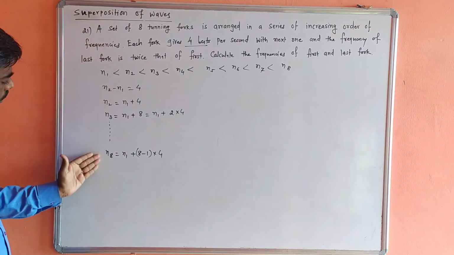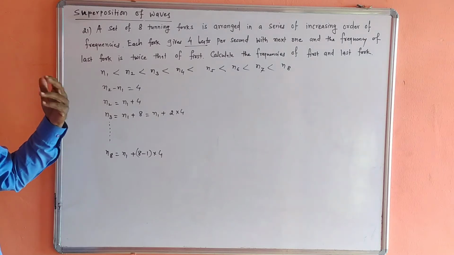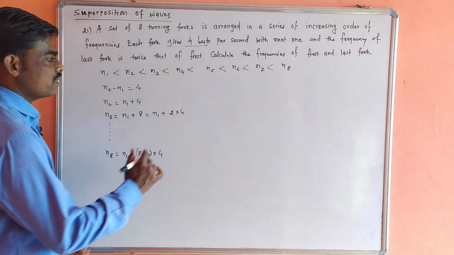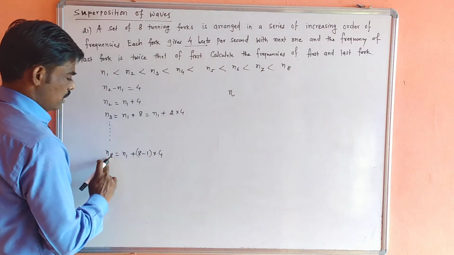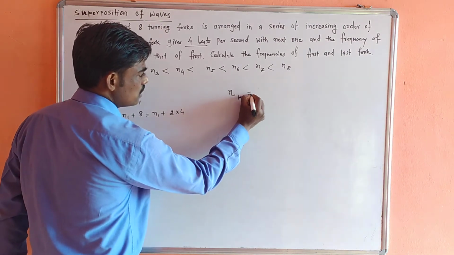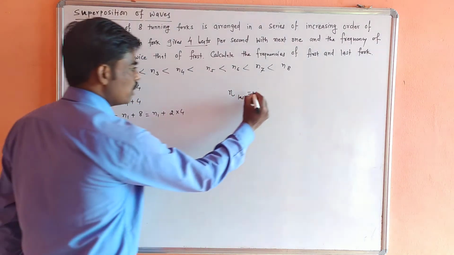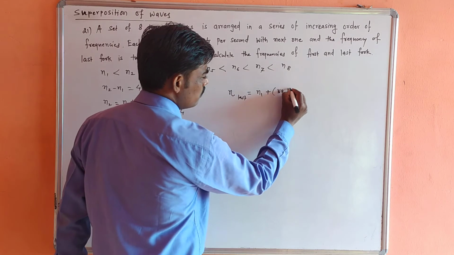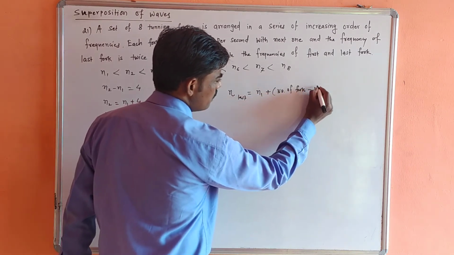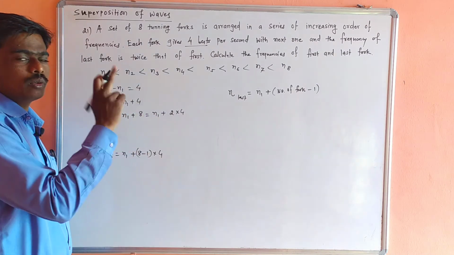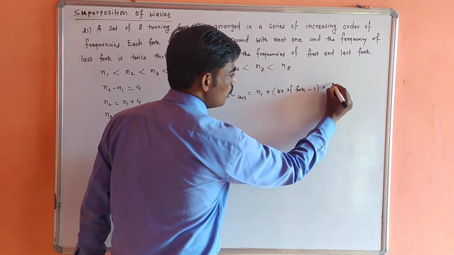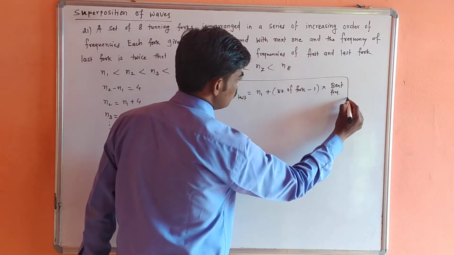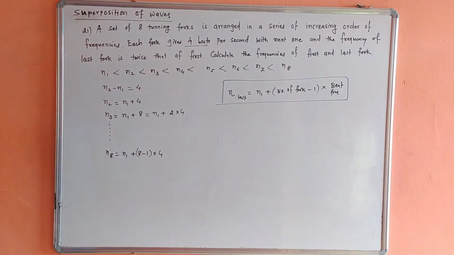So you can solve this up to n8, but sometimes in some problems 32 tuning forks are given, 52 tuning forks are given. So for that case, simply remember this equation: n last, which means last frequency, is equal to n1, first frequency, plus number of tuning forks minus 1, always number of tuning forks minus 1, into beat frequency. Remember this equation. You can directly use this equation for any type of problem.